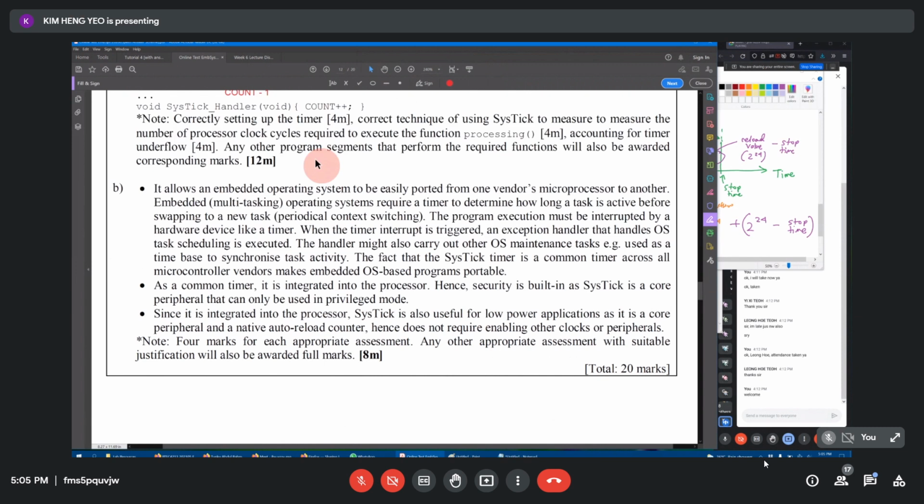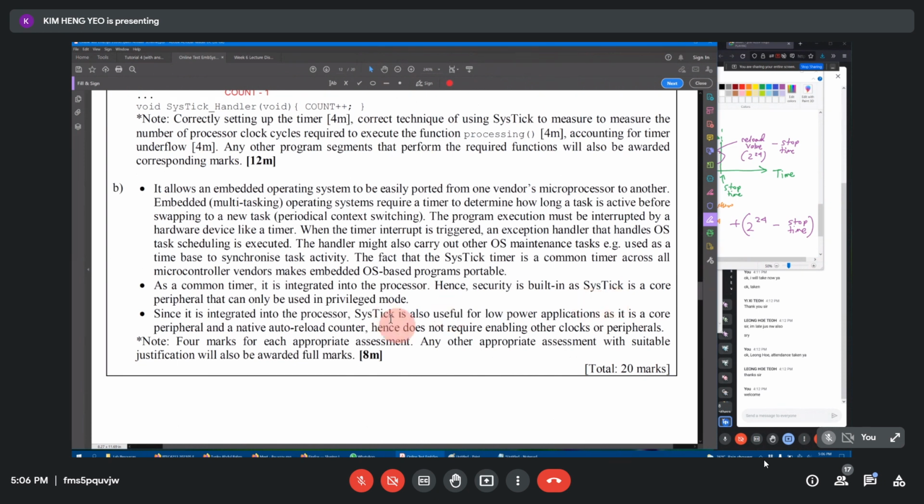The system timer, or the SysTick timer, is actually specially included in the processor to support embedded operating systems. But of course, if you don't have an embedded OS, you can use the SysTick timer like a normal timer. It's a very simple, easy to use timer. If you use it as a normal timer, the advantage is it has built-in security, because the timer is inside the processor core. So you need privilege to access it.